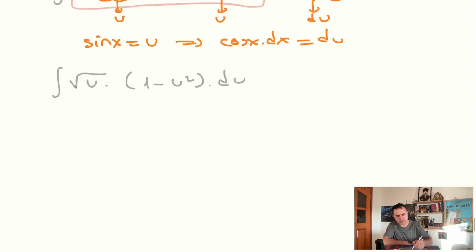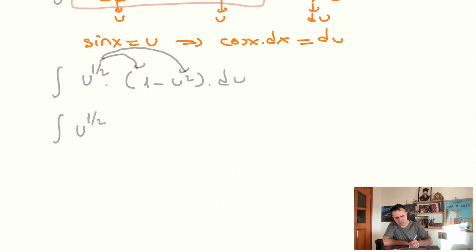Now our integral is square root of u times 1 minus u squared du. In order to solve this, I need to write square root of u as u to the power of 1 over 2. Now we multiply it by 1 and by u squared: u to the power of 1 over 2 multiplied by 1 is u to the power of 1 over 2, minus u to the power of 1 over 2 plus 2, that is, u to the power of 5 over 2, du.